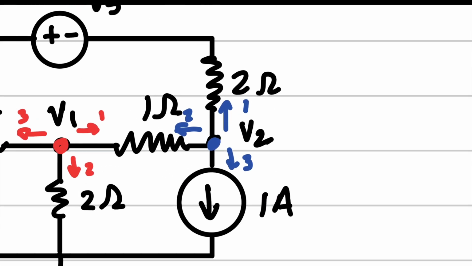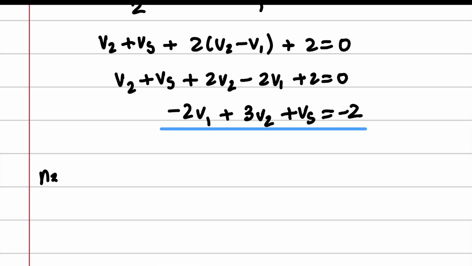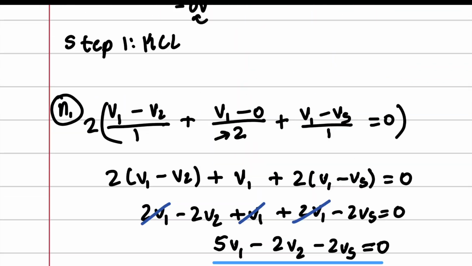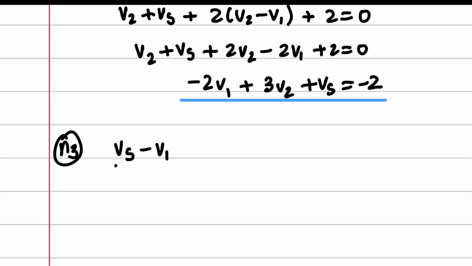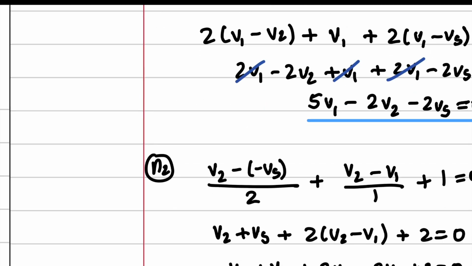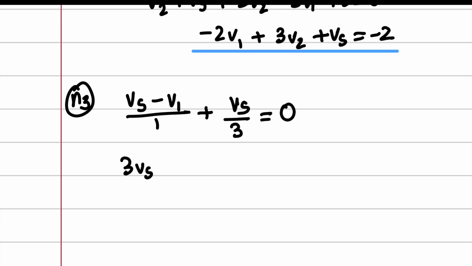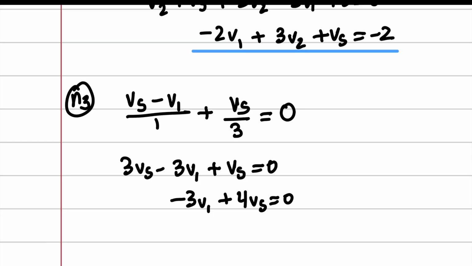And we also have a current accounted for up here. So node 3, we're going to start with Vs, and it's going to be Vs minus V1 first, I believe. Yep, V1 over, what was it, 1 ohm, plus Vs over, I forgot what it was, 3, equals 0. Once again, do your algebra stuff, and you are left with negative 3V1 plus 4Vs equals 0, third.